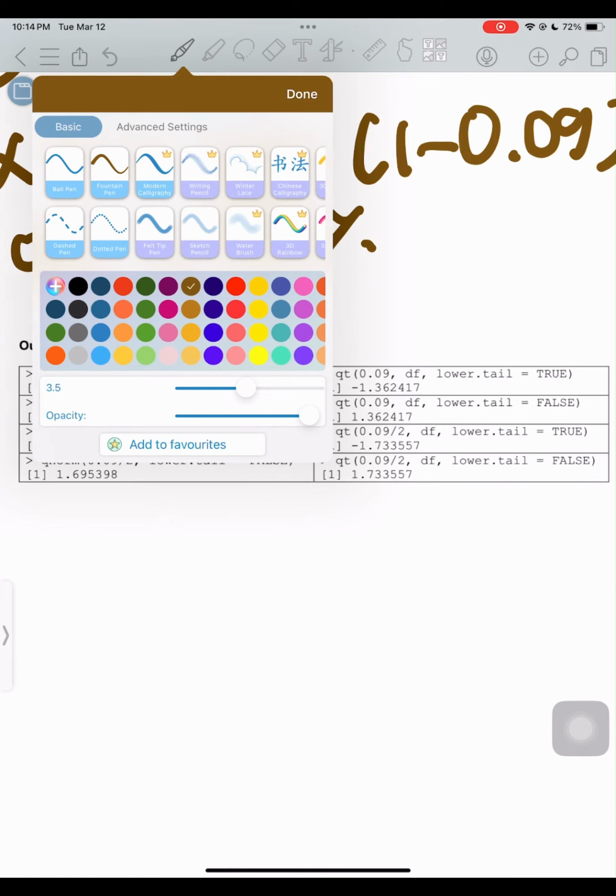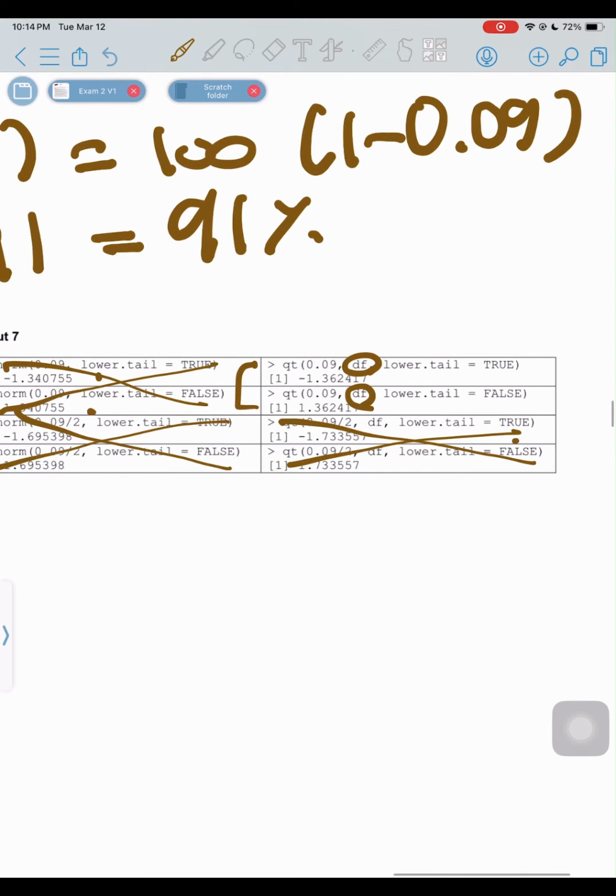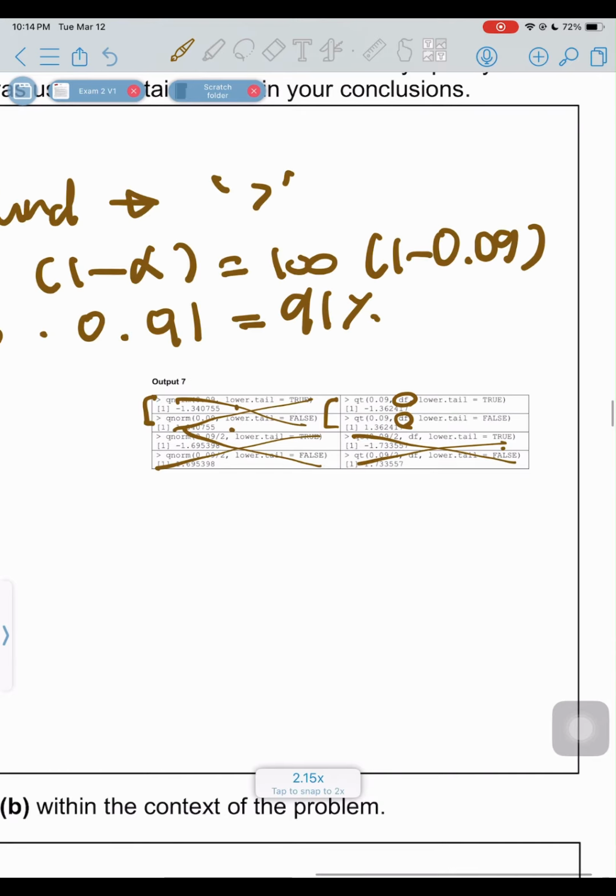So it's not going to be those two. It's going to be either this or that. And we also need to include the degrees of freedom, so it's not those. It can be either of these two, and it's asking whether the lower tail is false or true. If the lower tail is true, that becomes the left side.